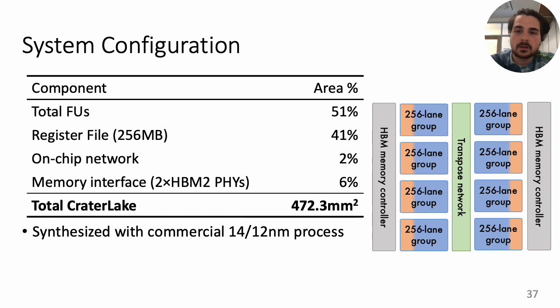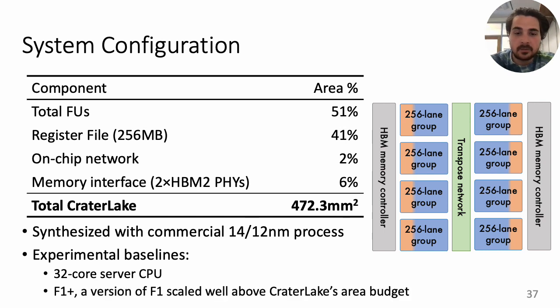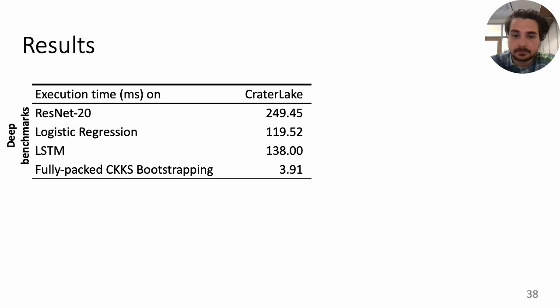Let's look at the system configuration and results. The table here shows Crater Lake's area and the breakdown by component. Overall, our Crater Lake configuration requires 472 millimeters squared, a lot bigger than F1. We compare Crater Lake to baselines with similar area and power budgets, a 32-core server CPU, as well as F1 Plus, a scaled-up version of F1.